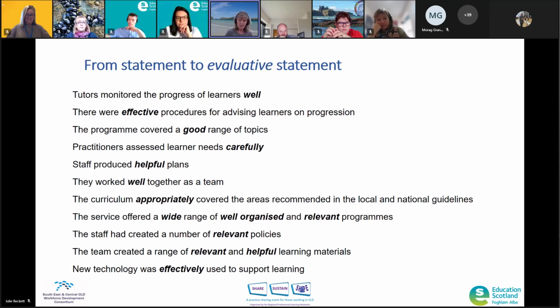I wonder what would happen if it said something like, tutors rarely monitored the progress of learners. Well, you could think of another word to put in at the end there, couldn't you? You'll see a range of words highlighted there, and we'll come on in later slides to some of the words you might want to have in your toolkit for making those evaluative judgments. Next slide, please.